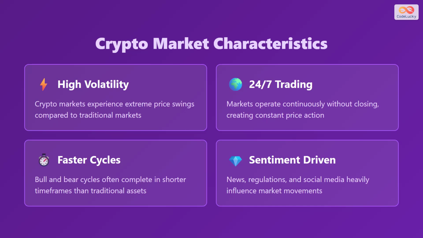Cryptocurrency markets have unique characteristics that set them apart from traditional financial markets. First, they experience extremely high volatility with price swings that can be dramatic and sudden. Second, crypto markets operate 24 hours a day, 7 days a week, creating constant price action without traditional market closures. Third, bull and bear cycles often complete much faster than in traditional assets, sometimes within months rather than years. Finally, crypto markets are heavily sentiment-driven, with news, regulations, and social media having an outsized influence on price movements.